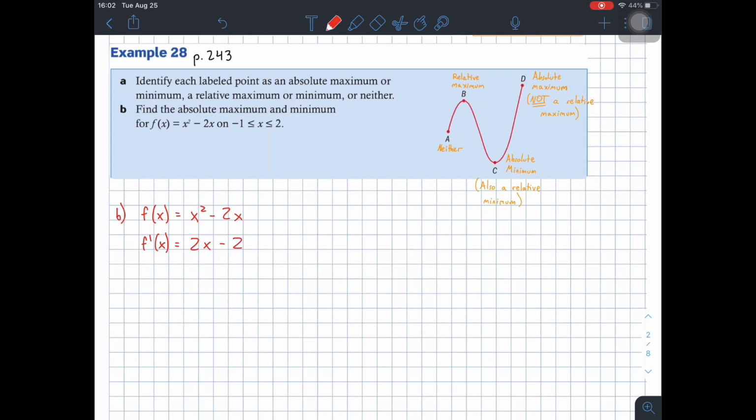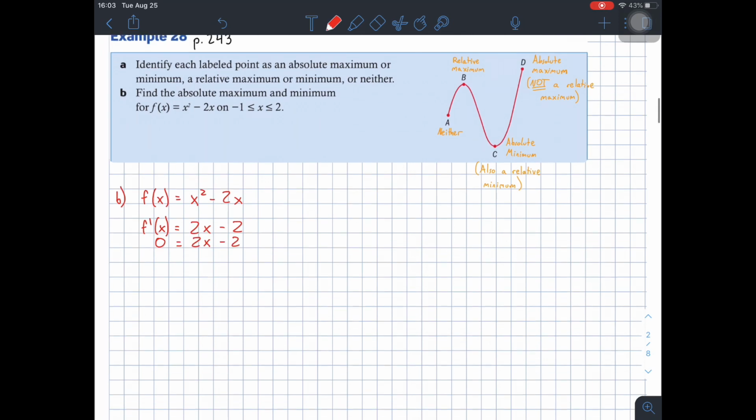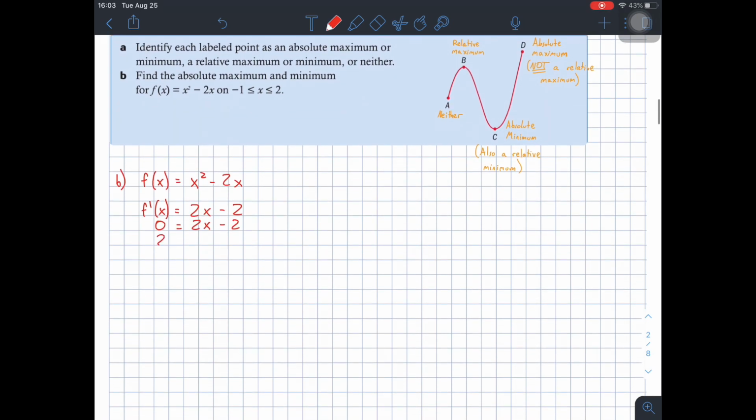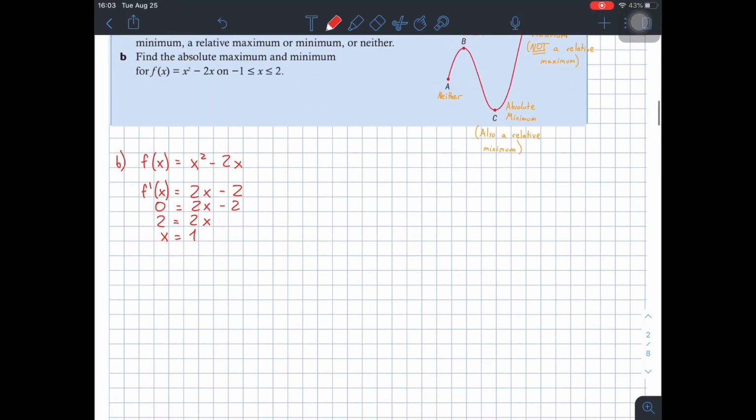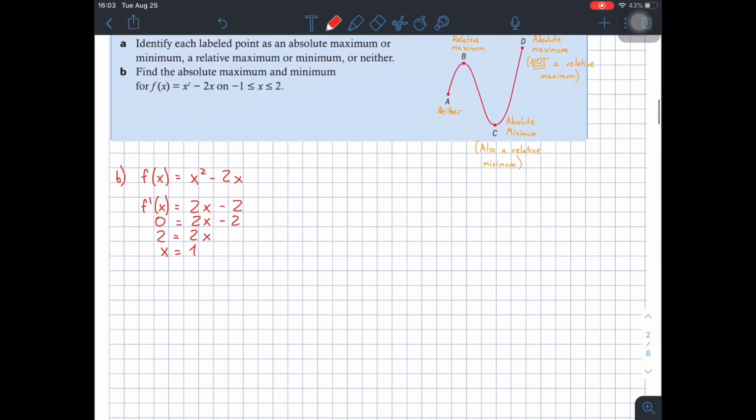In order to find maximum or minimum points, we need to set the first derivative to 0. This is a concept that you should already know. So from this, we're going to solve for x. We're going to get that 2 is equal to 2x, so x is equal to 1. This is a critical number. Now we need to determine whether this critical number corresponds to either a maximum or a minimum. To do that, we're going to apply the second derivative criteria.